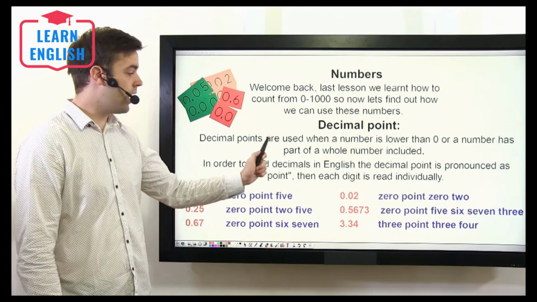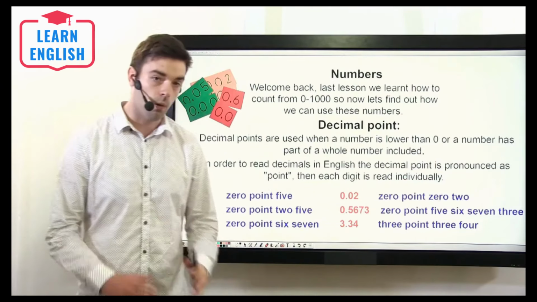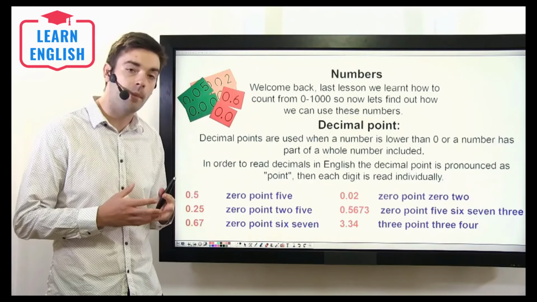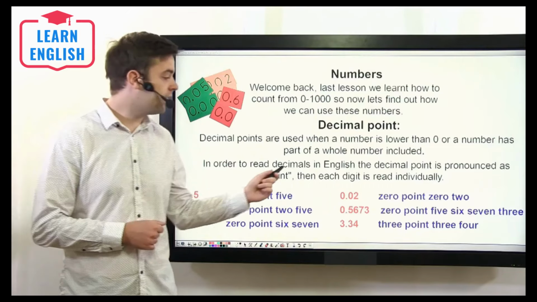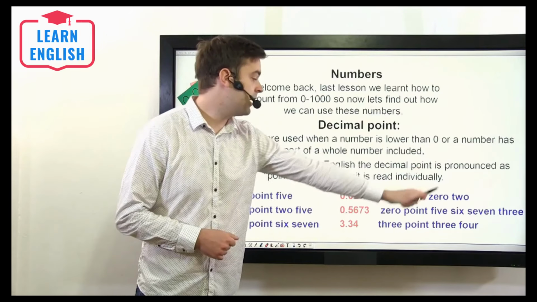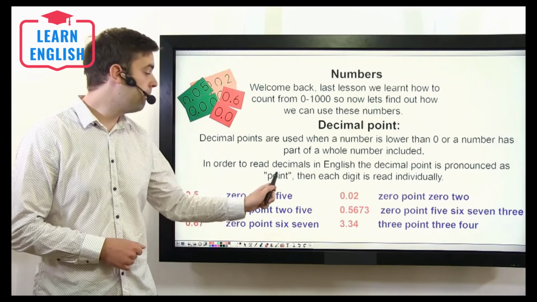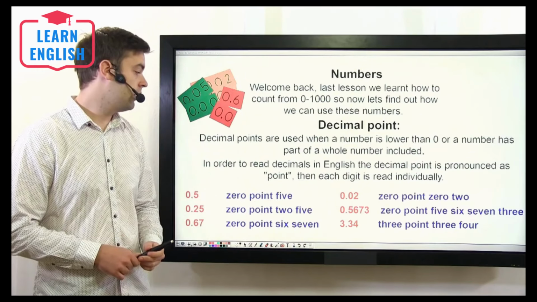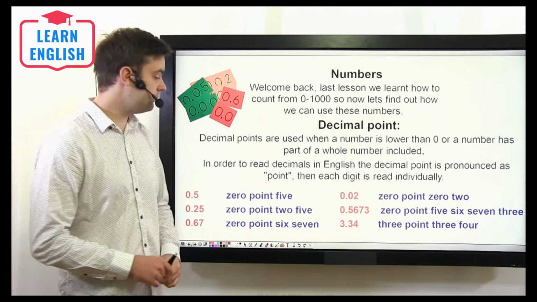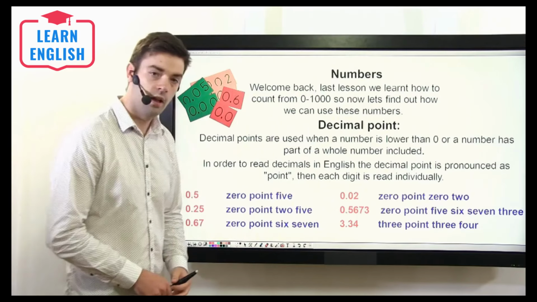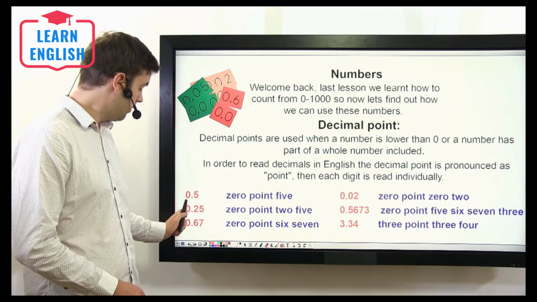Decimal points are used when a number is lower than 0, or a number has part of a whole number included. In order to read decimals in English, the decimal point is pronounced as just point. Then each digit is read individually. Point. Let's have a look. Here we have 0.5.